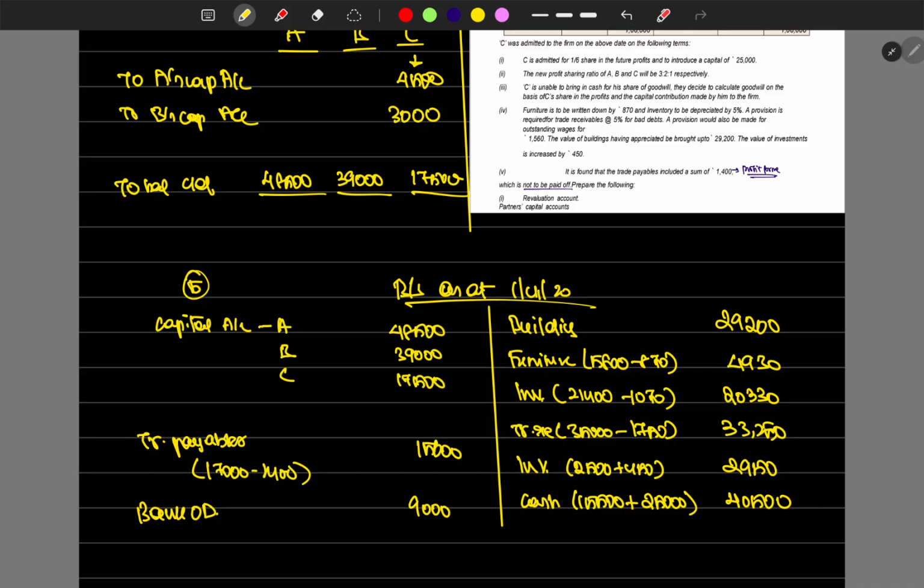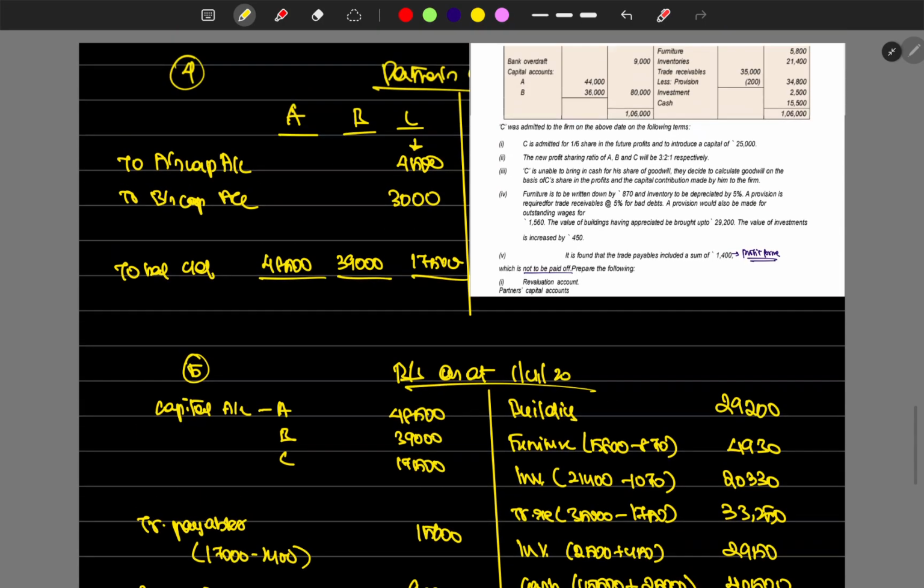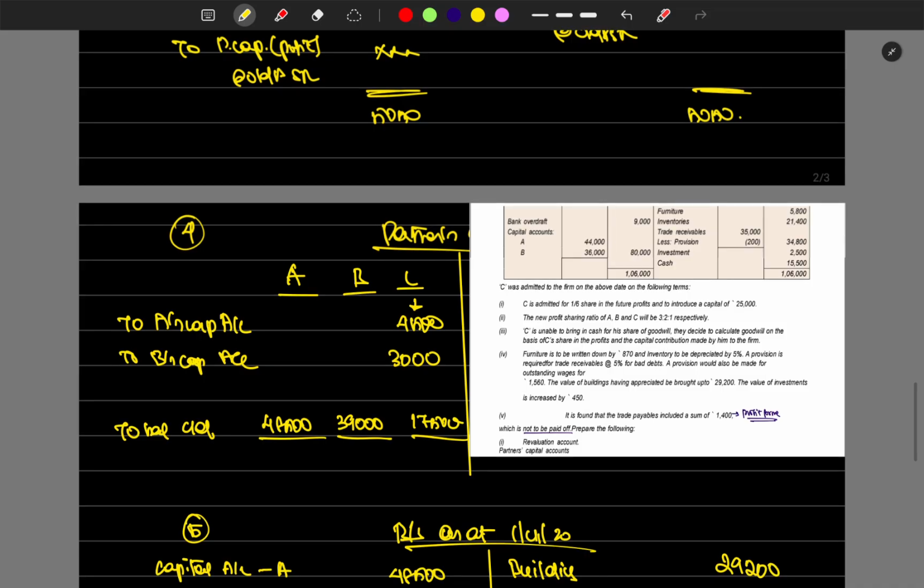Anything we left out? Let's total it. 48,500 plus 39,000 plus 17,500 plus 15,600 plus 9,000, which is 1,29,600. Divisible for the asset side: 10,200, 4,930 plus 20,330 plus 1,31,160. What's the difference amount? It is 1,560. We left 1,560 somewhere.